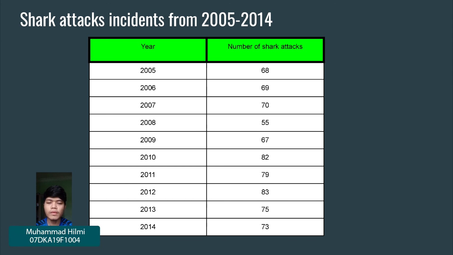Now I'm going to talk about my graph. First and foremost, I decided to use the data from an article on shark attack incidents and plot it in a bar graph. A bar graph is essentially a chart that plots data using rectangular bars and columns that represent the total amount of observation in that category.